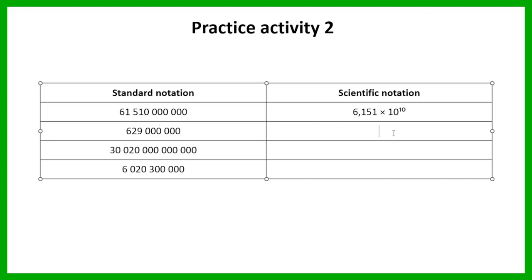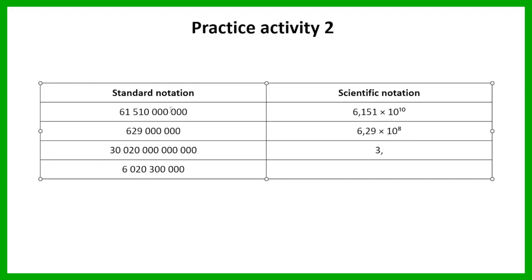Okay, next one, I've got 6,290,000. So again, I'm going to have 6.29, and then I'm not going to write any of the zeros that follow on after the 9. And then I'm going to have times 10 to the power of, and the number of places that our decimal point moved is 6 places.